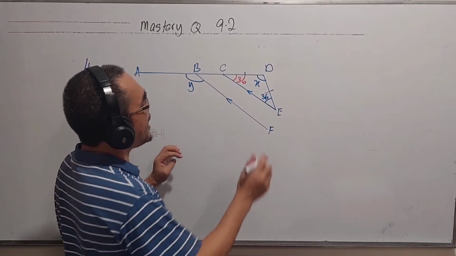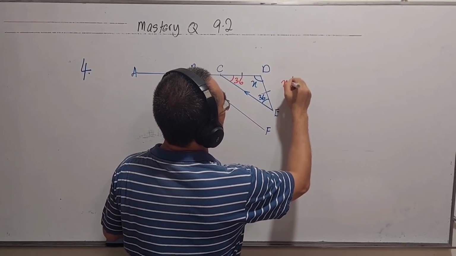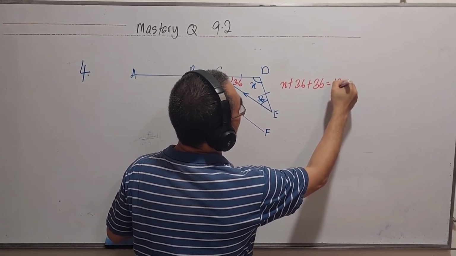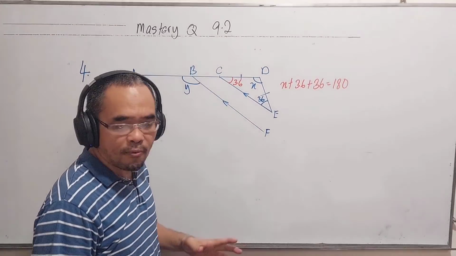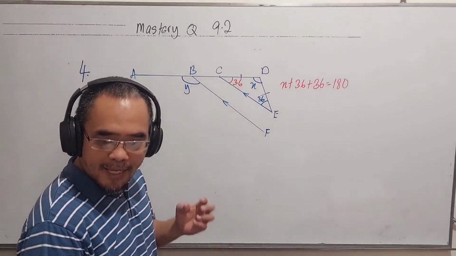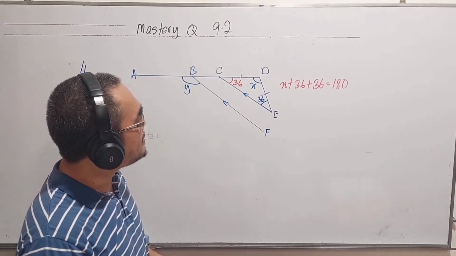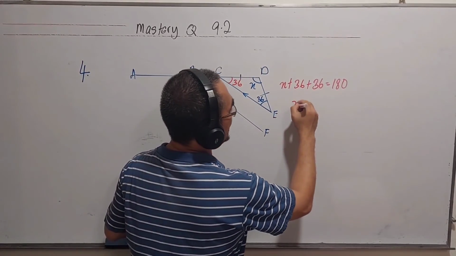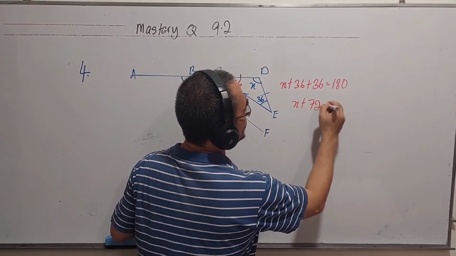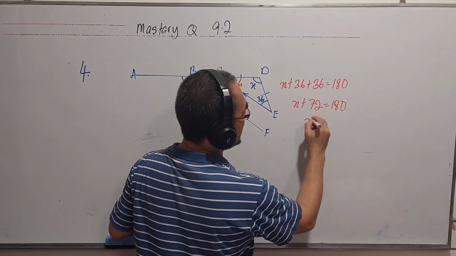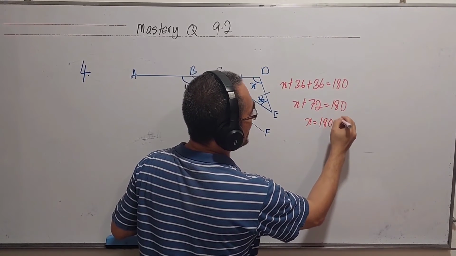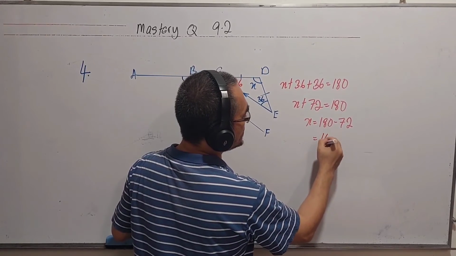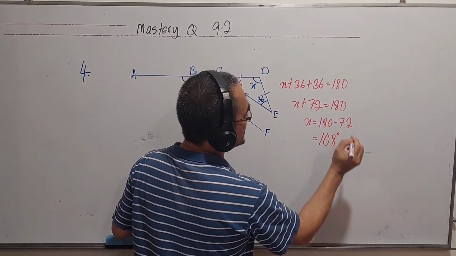Then, how to find x? So we say x plus 36 plus 36 will be 180. Properties of the total angle in a triangle. Total angle in a triangle is 180. So 36 and 36 will be 72. So x will be 180 minus 72 will be 108 degrees.